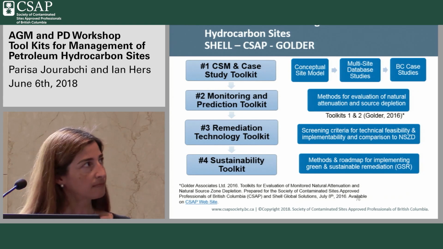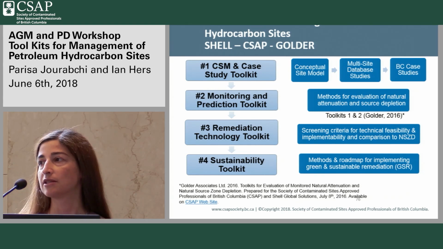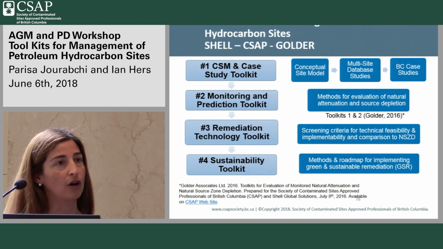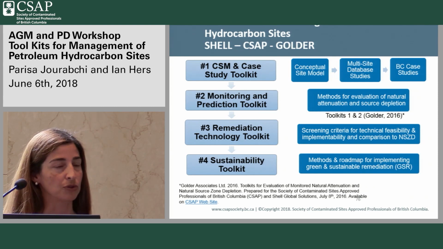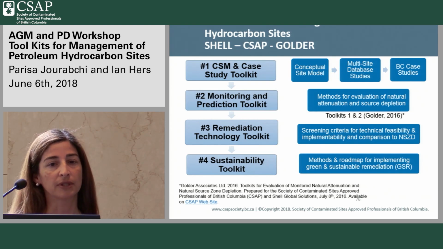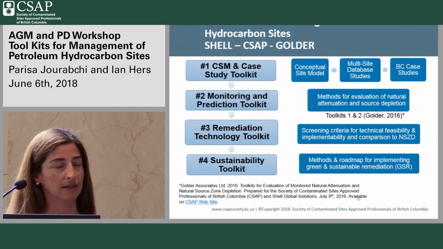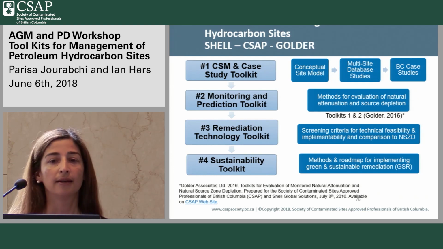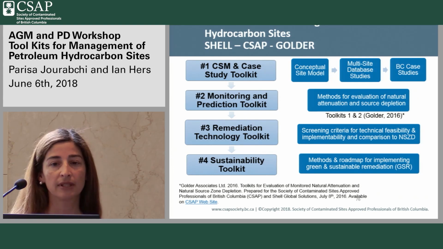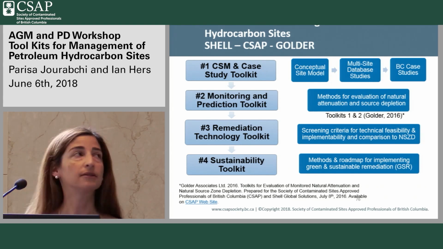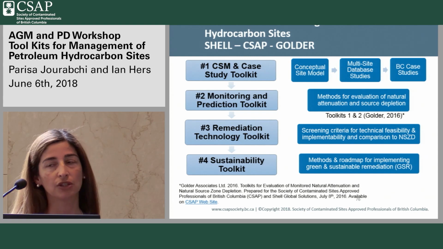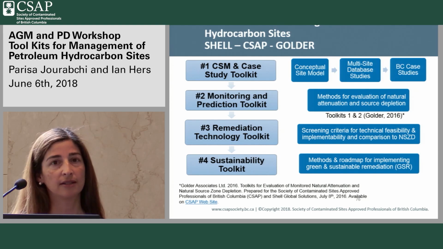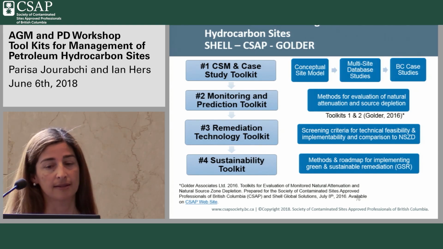As part of that, this toolkit started out as a toolkit for monitored natural attenuation and enhanced attenuation, and evolved to also look at natural source zone depletion. The first two toolkits, which I'll talk about, look at the conceptual site model and case studies, and include a few BC-specific case studies. The second toolkit is for methods of evaluating attenuation and source depletion. Toolkits 3 and 4, which Ian Hers will present on, are on remedial technology selection as well as sustainability.